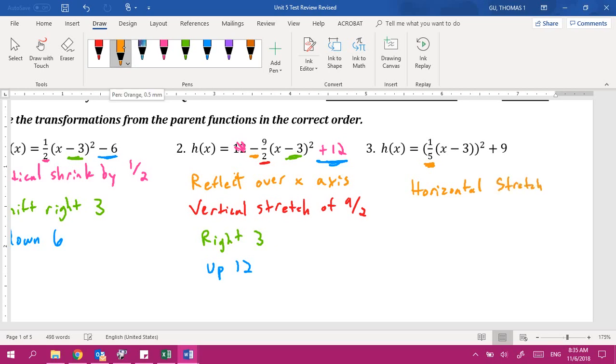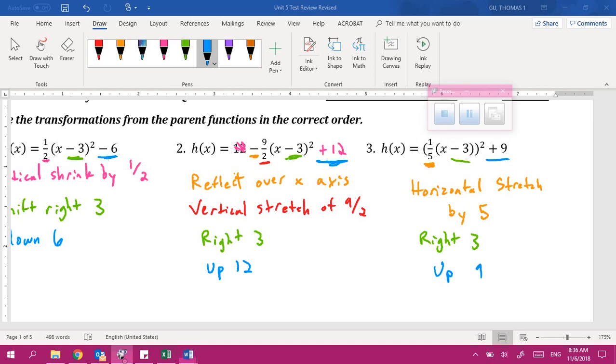And then how did you know it's a stretch and not a shrink? Right, it's less than 1, and horizontal is opposite of vertical. Normally, less than 1 would be a shrink, but with horizontal, it's a stretch. So it's a horizontal stretch by what? By 5, right, because you can't stretch by 1/5. That would be actually shrinking it, right? So you flip it over, and it's by 5. Okay, what is the next transformation we see? Right 3. And then the last transformation out here? Up 9. Very good.